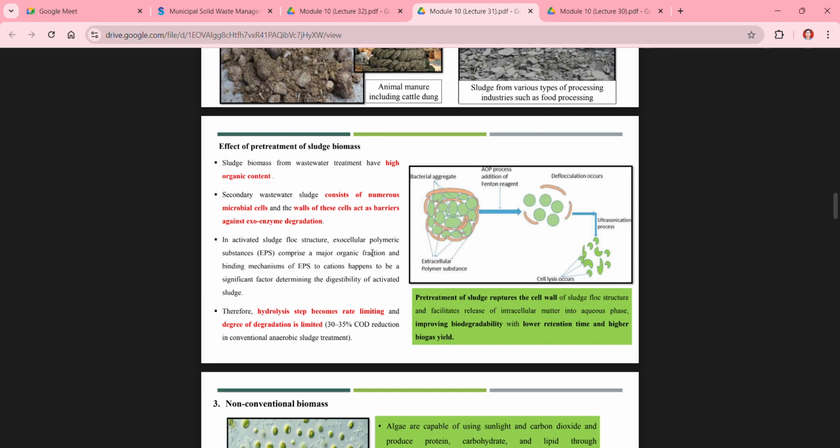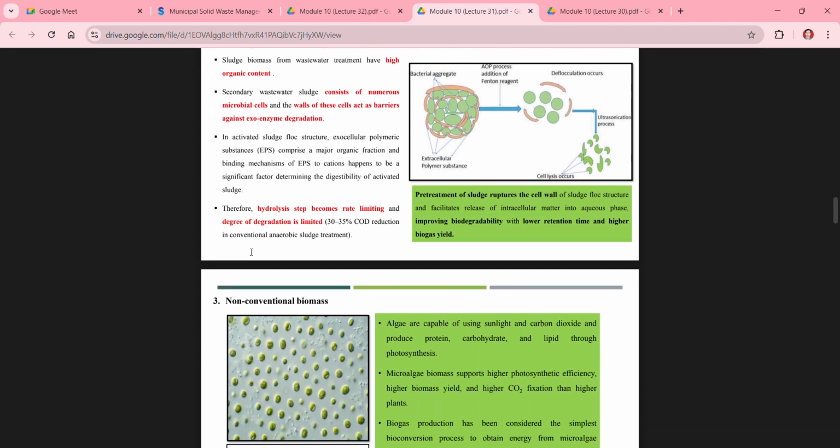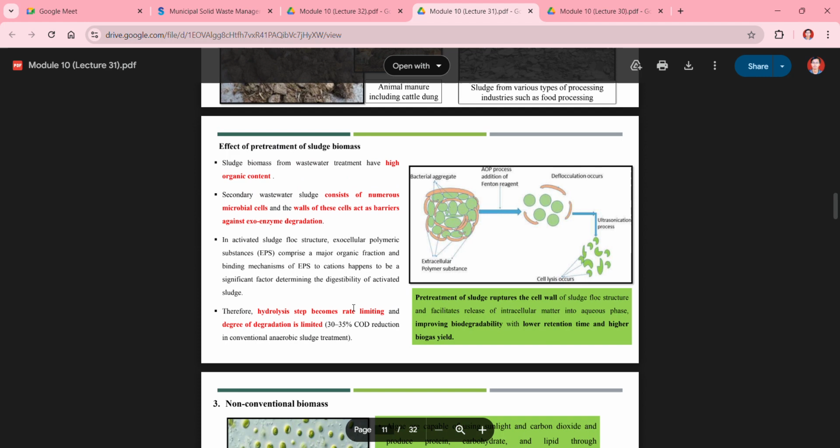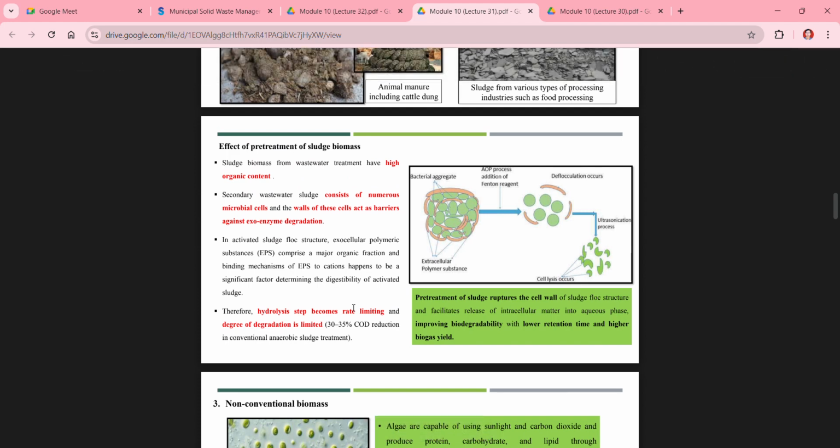The sludge biomass from wastewater treatment has high organic content. Secondary wastewater sludge consists of numerous microbial cells, and the walls of these cells act as barriers against exoenzyme degradation. In activated sludge flock structure, exocellular polymeric substance, which is known as EPS, comprises a major organic fraction, and the binding mechanism of EPS to cations is a significant factor determining the digestibility of activated sludge. Therefore the hydrolysis step becomes the rate-limiting step, and the degree of degradation is limited to around 30 to 35% COD reduction in conventional anaerobic sludge treatment.